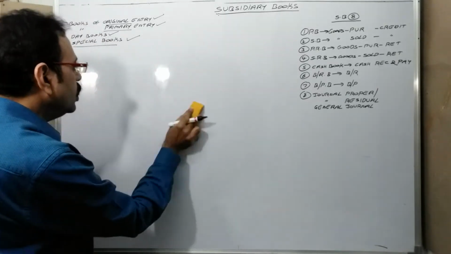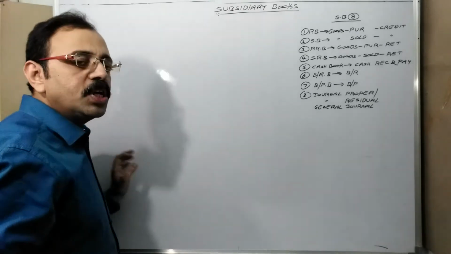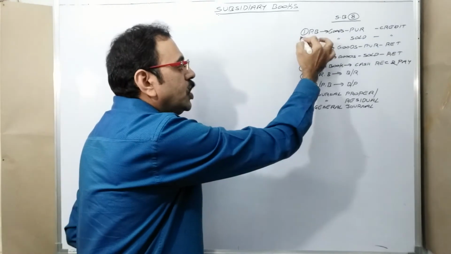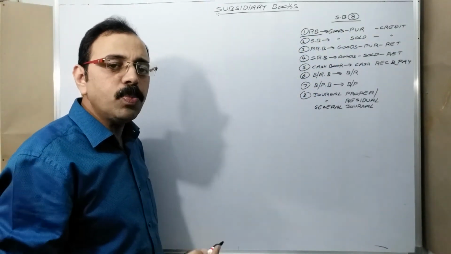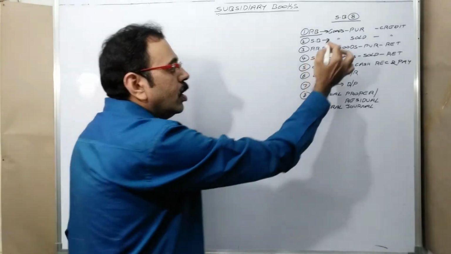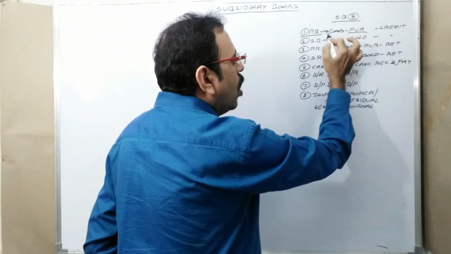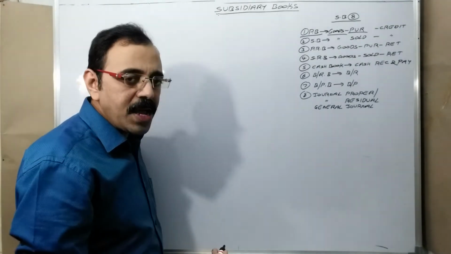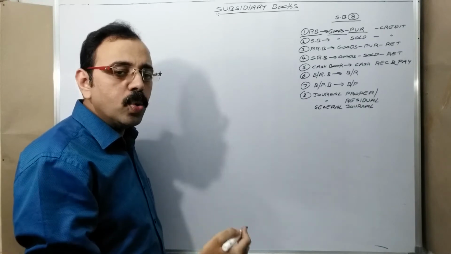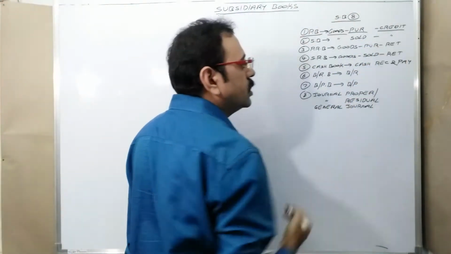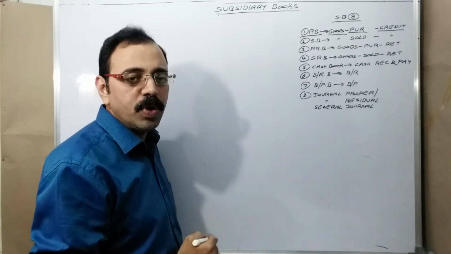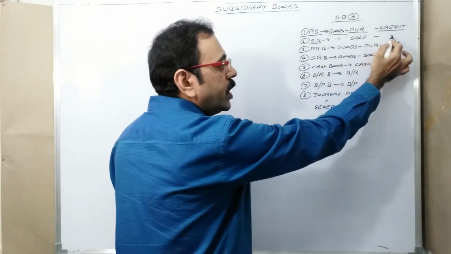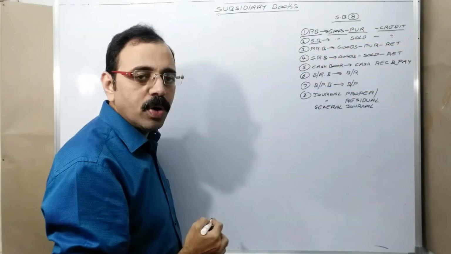Now, in total, how many types of subsidiary books are there? Eight. The first book is the purchase book. The purchase book is used to record the purchases of goods. We can buy goods for cash or on credit basis. When goods are purchased on credit basis, then we record them in the purchase book. Similarly, the sales book. When goods are sold on credit, we record them in the sales book.